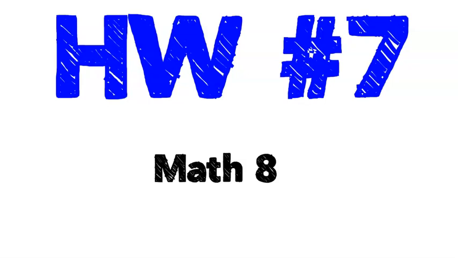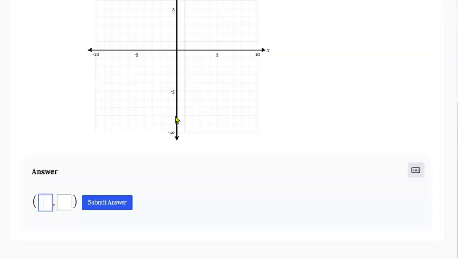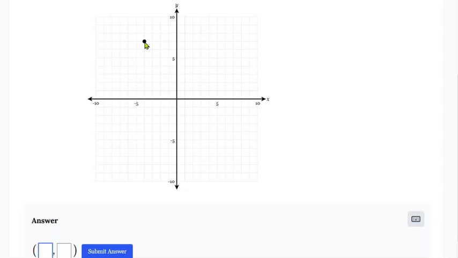Let's take a look at homework number 7. First section, identifying points. For this lesson, you'll need to write the coordinates of the point you see here.